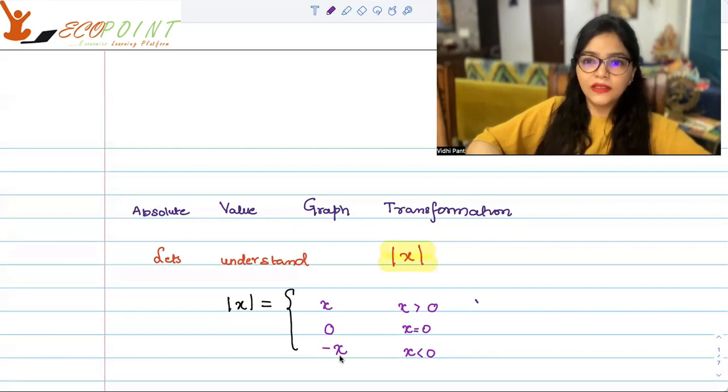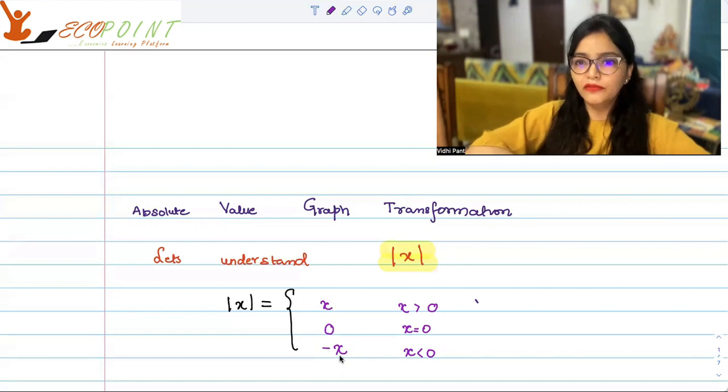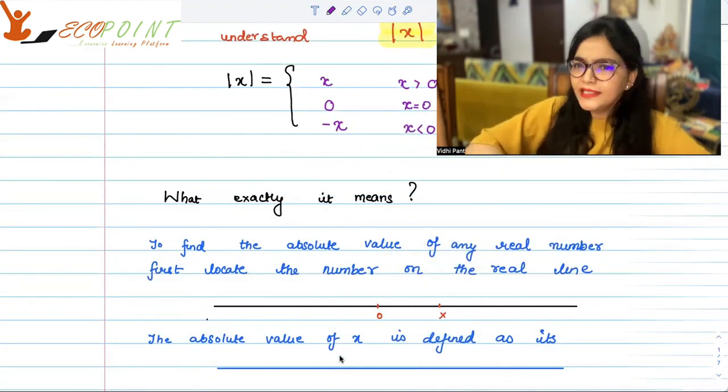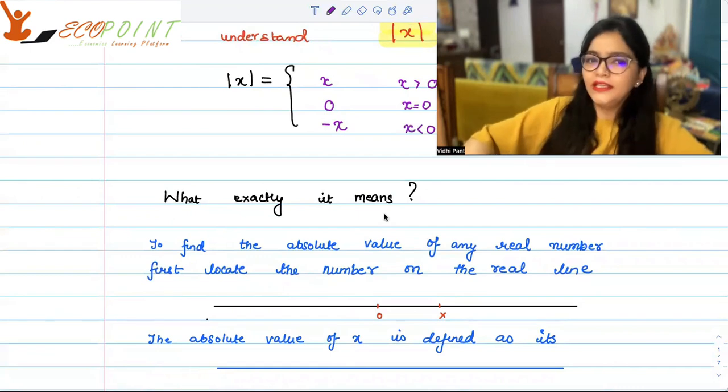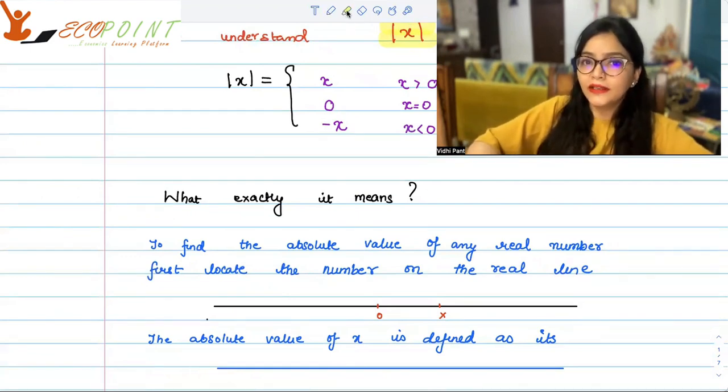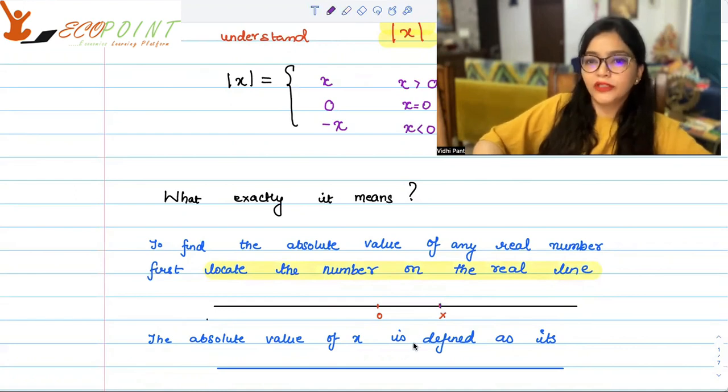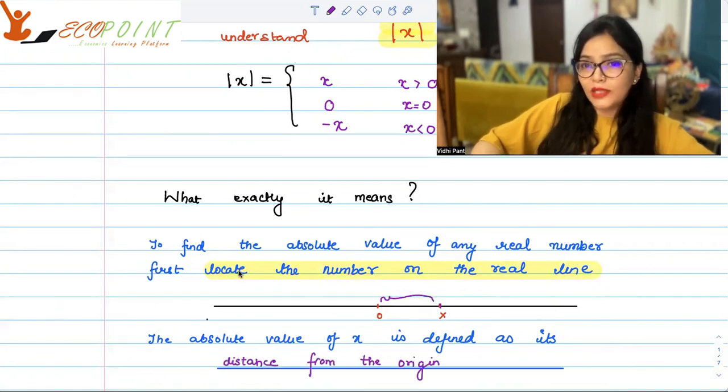Now let's understand what exactly is absolute value for any number x. To find absolute value of any real number, you first locate that number on the real line. So suppose we're talking about x. X is here on the real line. Do you know what is absolute value of x? The absolute value of x is the distance of this number x from origin. The absolute value of x is defined as its distance from the origin.